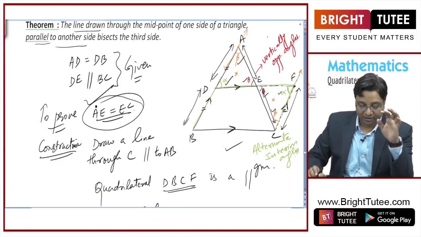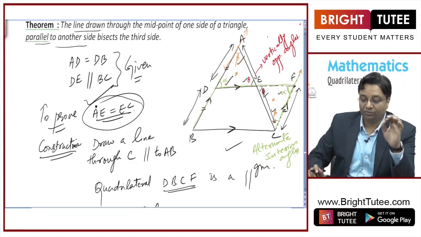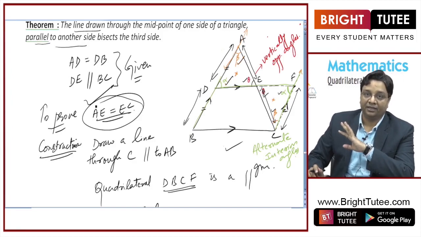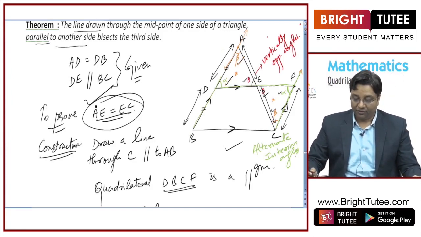So what can you say about this theorem? That a line drawn through midpoint of one side of a triangle parallel to another side bisects the third side, right? So this is what I have shown here.